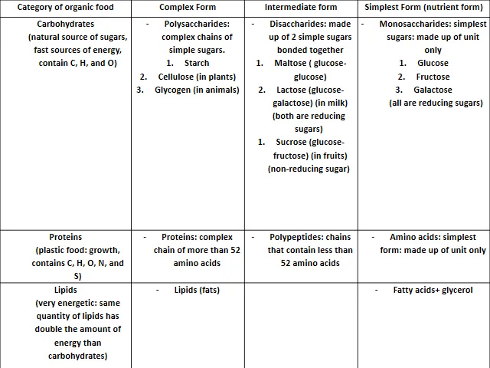Category of organic food. Pay attention to this. You have to study this table. You have to know every category of organic food: which one is the complex, which one is the intermediate, and which one is the simplest form of food.